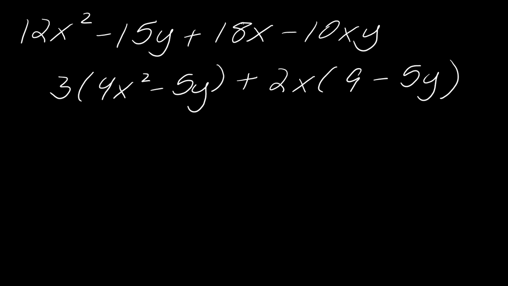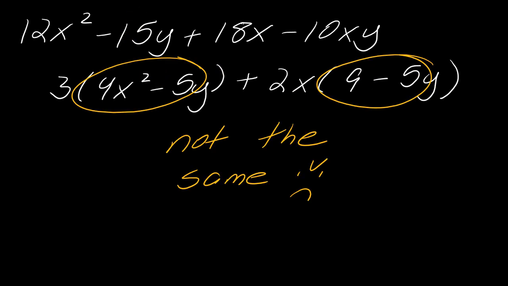Okay, so I'm just going to jump to the steps that I do. So I factor out 3 from the first two terms, and then I factor out 2x from the second two terms. And so here's the problem. This is 4x squared minus 5y, and this is 9 minus 5y. So what's the issue here? These are not the same. I cannot group this if these are not the same, so I cannot finish the factoring.